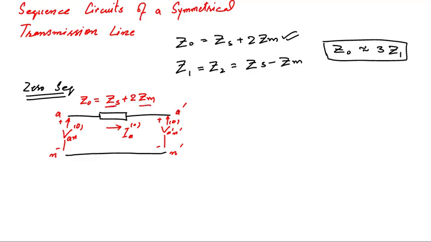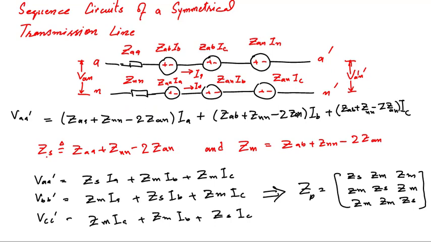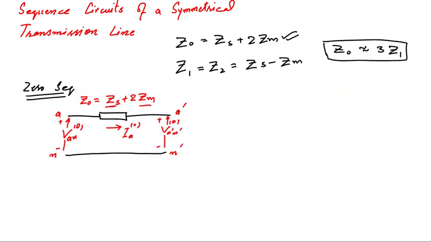If we move back here, Zs is equal to ZAA plus ZNN minus 2ZAN. This is the impact of the self impedance of the neutral conductor and mutual impedance between phase and neutral conductor. This effect has been added into Zs as well as into Zm. Due to this reason, now our neutral conductor has become an ideal conductor. Its impact has been added into the impedances Zs and Zm.